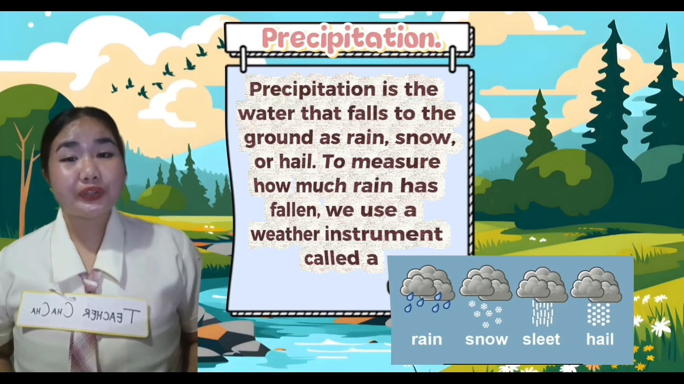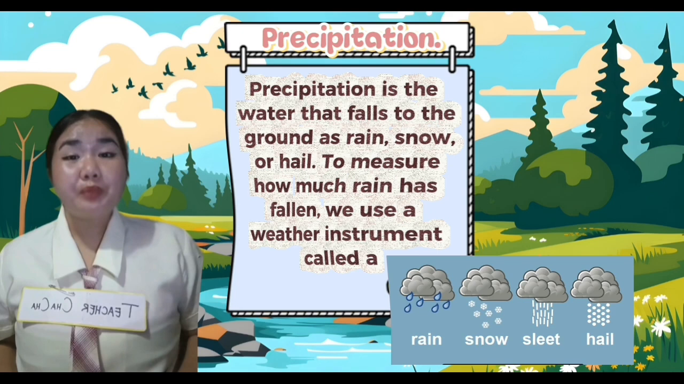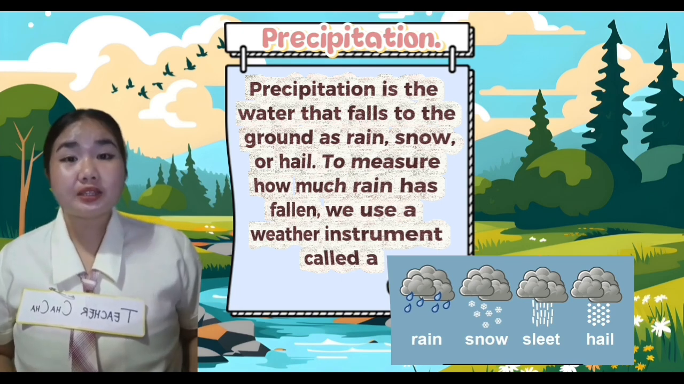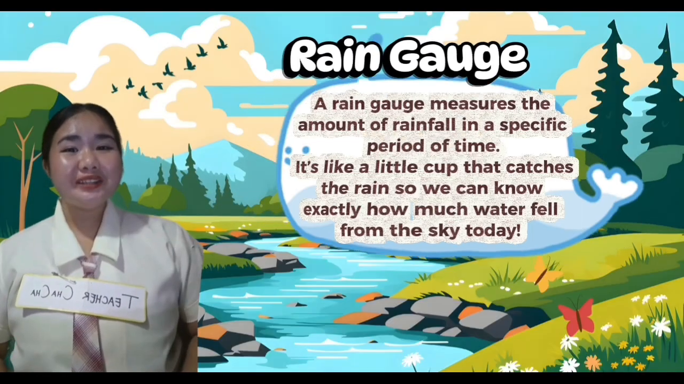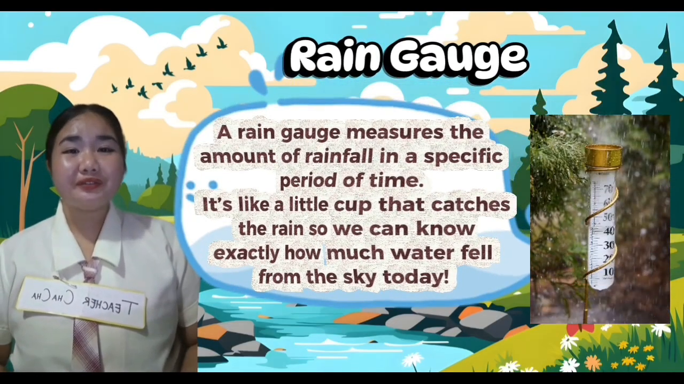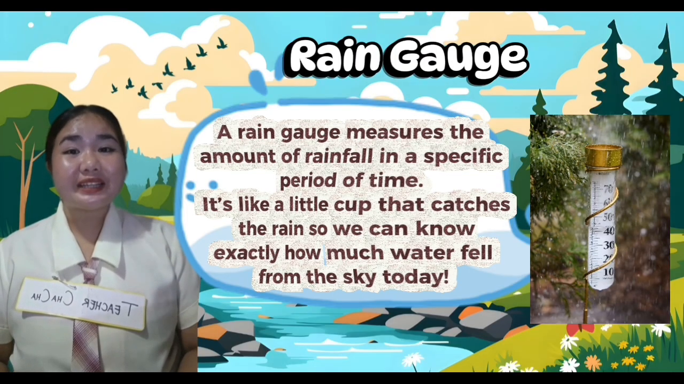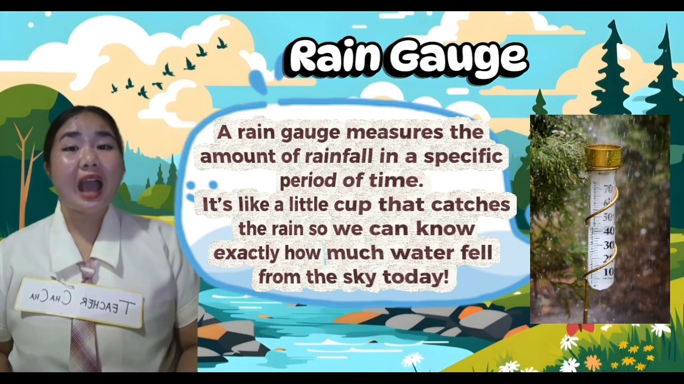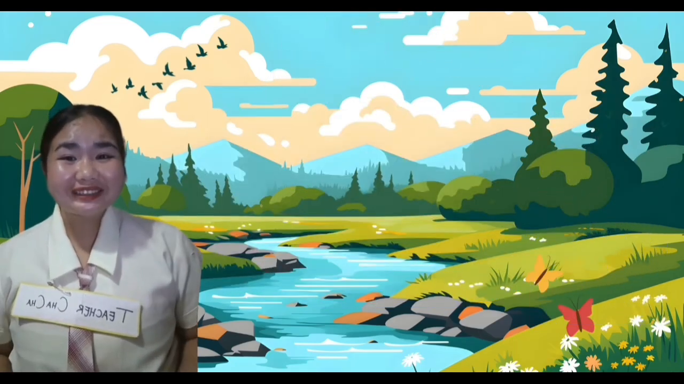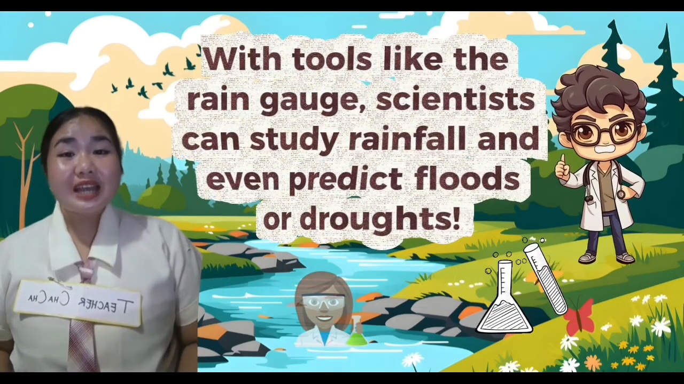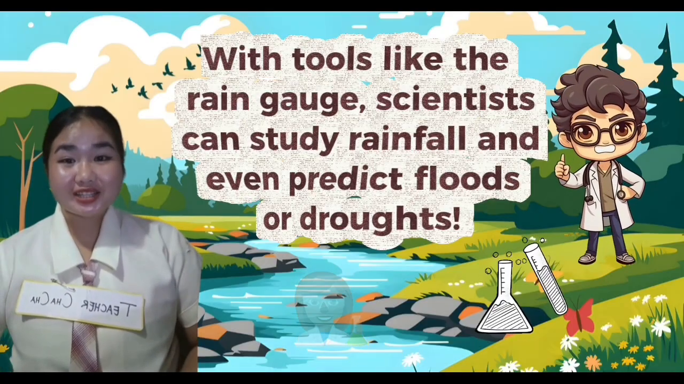Precipitation is the water that falls to the ground as rain or snow. To measure how much rain has fallen, we use a weather instrument called a rain gauge. A rain gauge measures the amount of rainfall in a specific period of time. It's like a little cup that catches the rain so we can know exactly how much water fell from the sky today. Pretty amazing, right? With tools like the rain gauge, scientists can study rainfall and even predict floods and droughts.